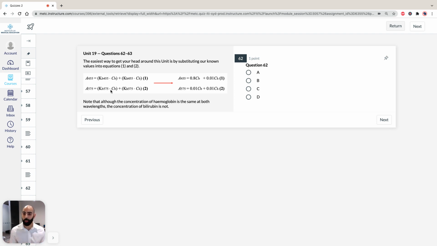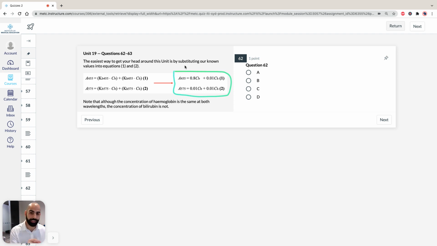So the easiest way to get your head around this unit is by just substituting our known values given in the stimulus into equations 1 and 2. Once we do this, we generate these two equations. Just from these two equations alone, we can answer both question 62 and 63 in a heartbeat.